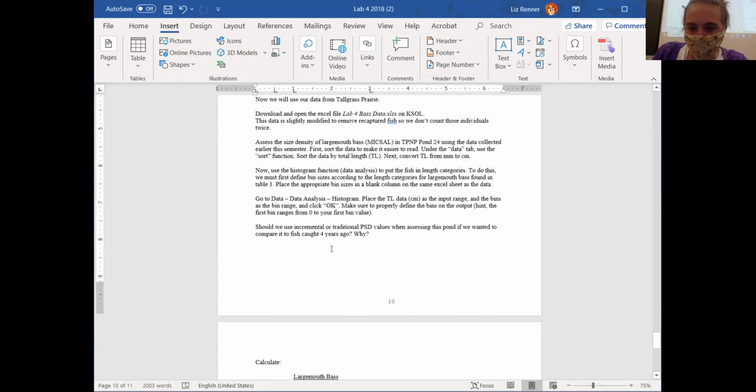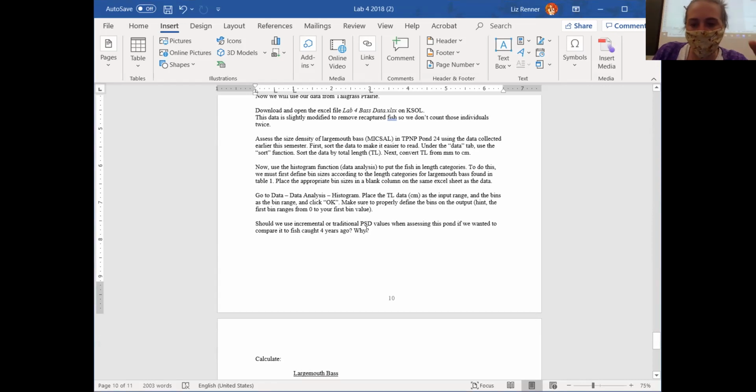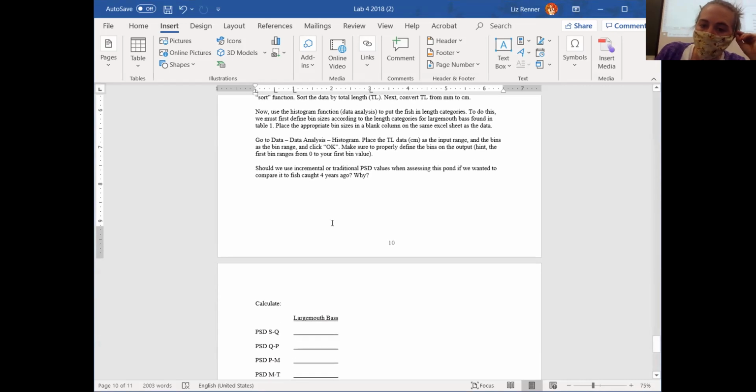Okay, we've got our values. Based on this output, should we use incremental or traditional PSD values when assessing this pond if we wanted to compare it to fish caught 4 years ago? What do you guys think? Within the same time? Yep. Don't overthink it: incremental. It's the same pond, just a different time frame. So we'd want to use incremental.